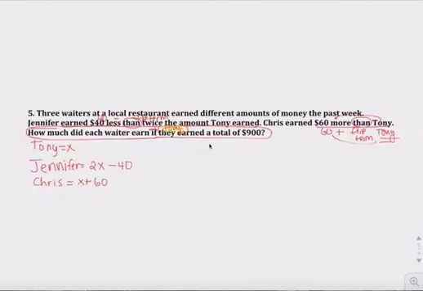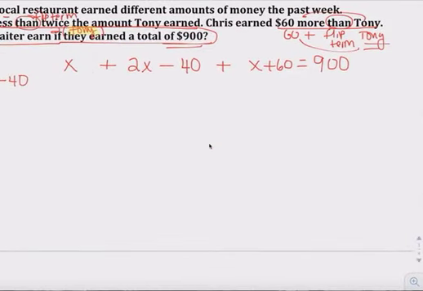Okay, that's how we get that. How much did each waiter earn if they earn a total of this much? So we got Tony plus Jennifer, Jennifer's 2x minus 40, plus Chris. Chris is x plus 60. And that all equals $900. Okay, that's the equation we got.